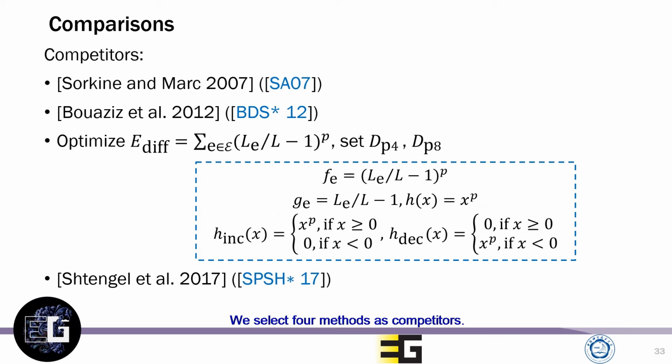We select 4 methods as competitors. The first one is an isometric editing technique. The AREP energy of Xiao-Ming and Mark can be directly used for quad meshes. The second one is Bouaziz et al., which uses a local-global solver to constrain edge length. The third competitor optimizes the following energy, which is the most natural form for preserving edge length. In experiments, we choose p equal to 4 and 8. We use our solver to minimize it. The fourth competitor is the solver of Stango et al. We use both acceleration strategies for the solver.